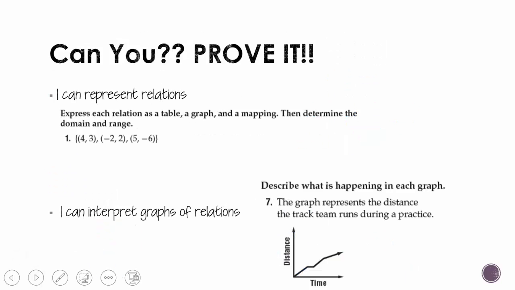So you should be able to do these three things. The first one, you need to express the relation as a table, a graph, and a mapping, and then tell me the domain and range. And then in this one, you need to tell me what's happening in the story right here. We'll practice this all in class, but make sure you write down any questions you have, and we can go over them together at the beginning.